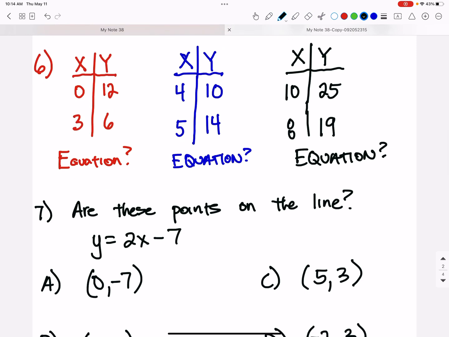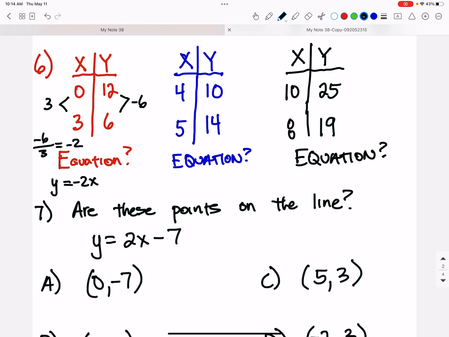Okay, number 6. These equations, remember, anytime you see an XY chart, we have to say, okay, this goes down 6, this goes up 3. Down 6, up 3. So now I know down 6 over 3 is the slope, which is -2. So y equals -2x. We're almost done.